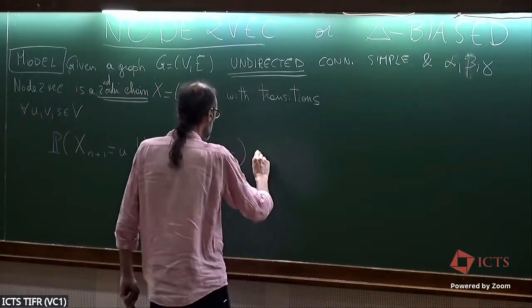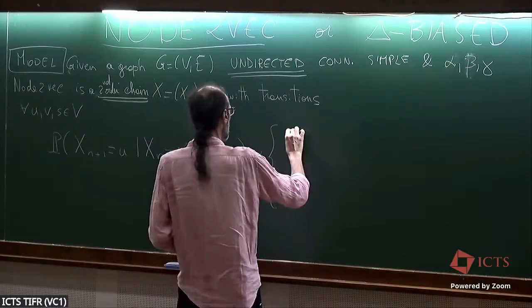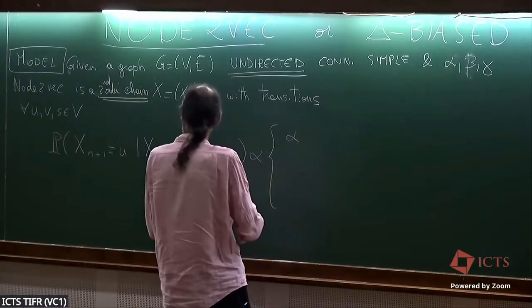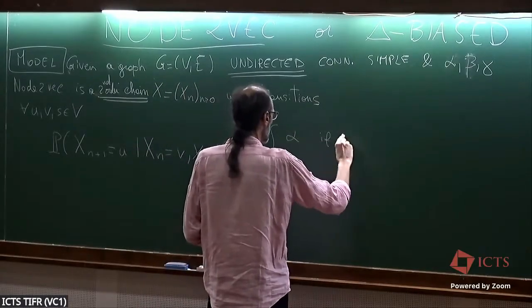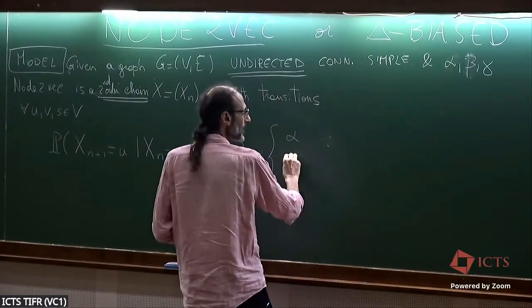This probability is proportional to one of these three parameters. So alpha, I will do it with a picture. Hold on a moment. Bear with me.